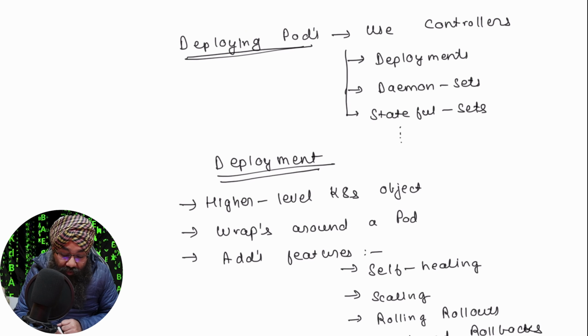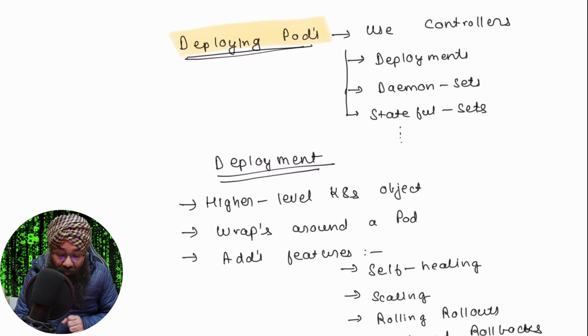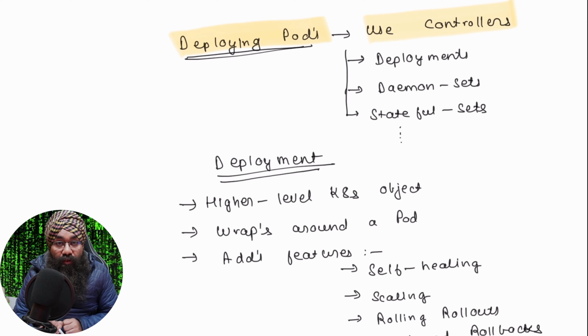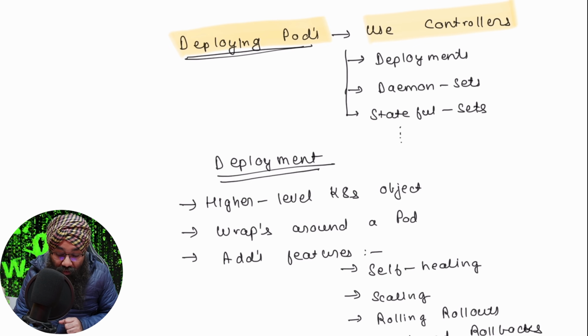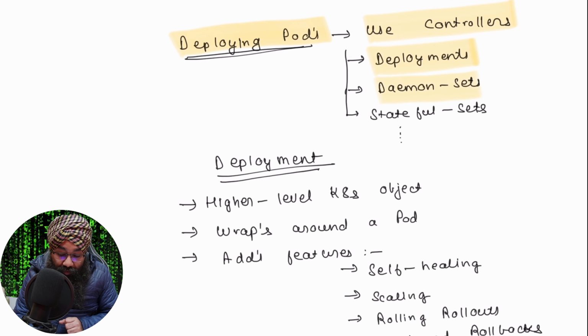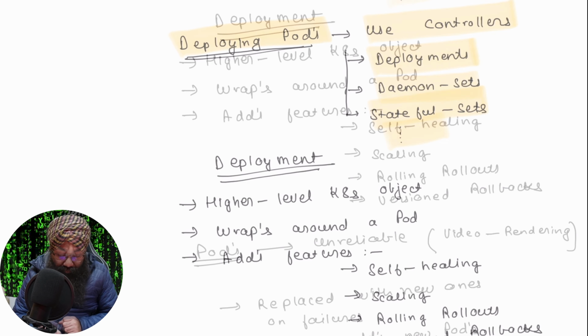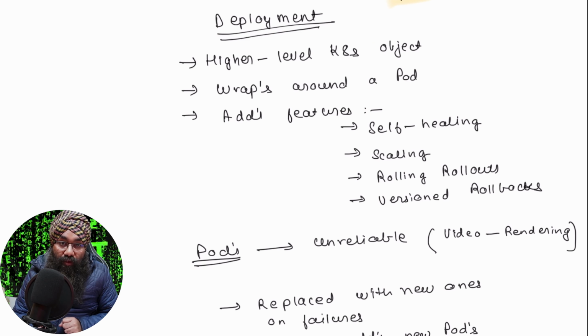As we already said, the best way for deploying pods is using the controllers which are available in the control panel. You should use controllers. Some examples of the controllers are deployment controllers, which we've already talked about, DaemonSets, and StatefulSets. There are other controllers as well. We'll learn each of them one by one. So let's talk about the simplest controller, which is the deployment controller.